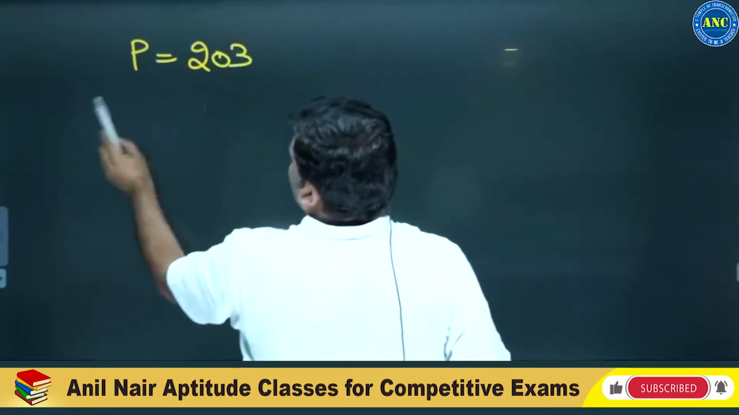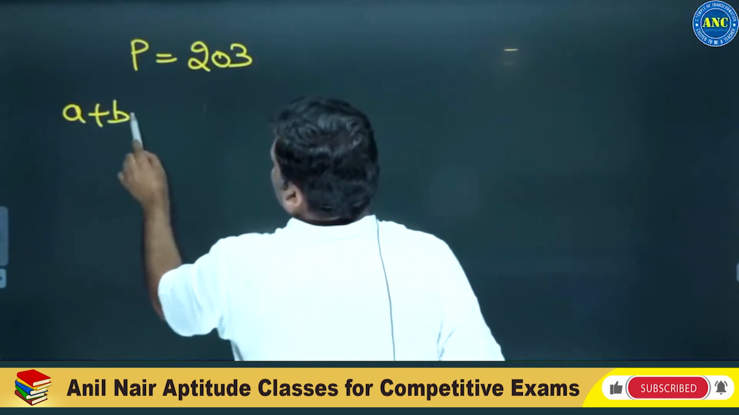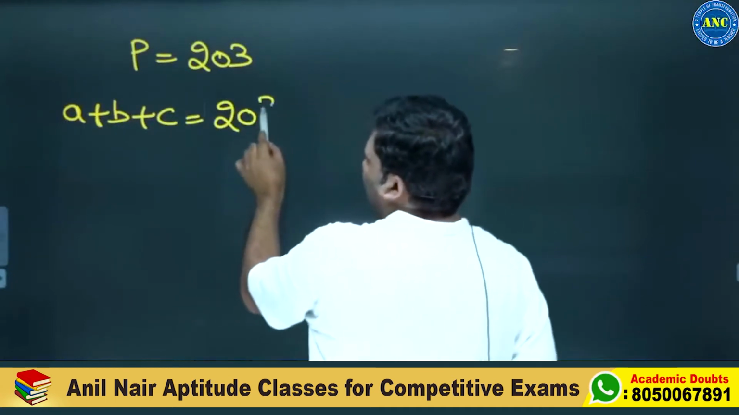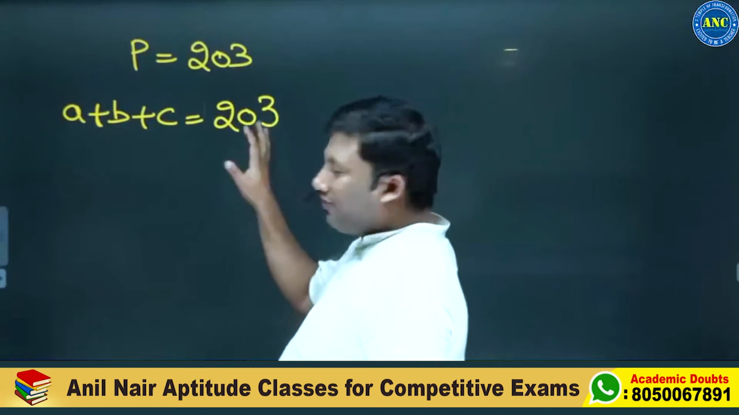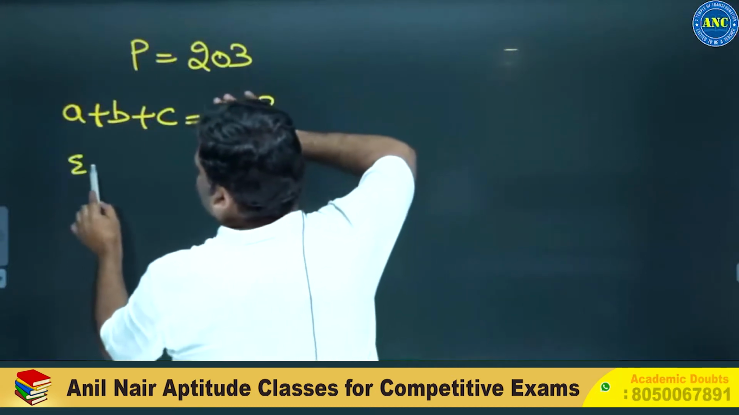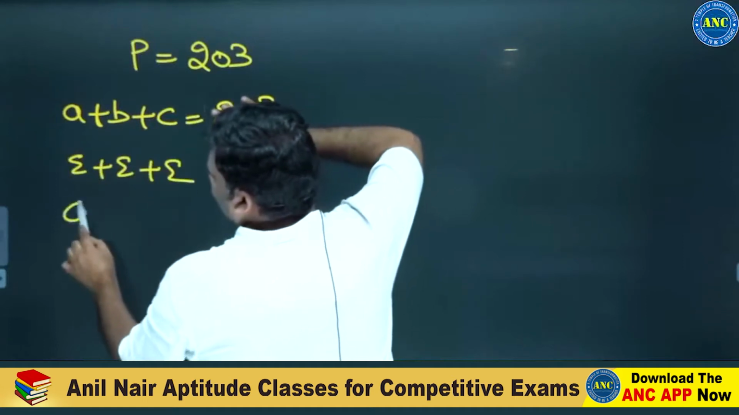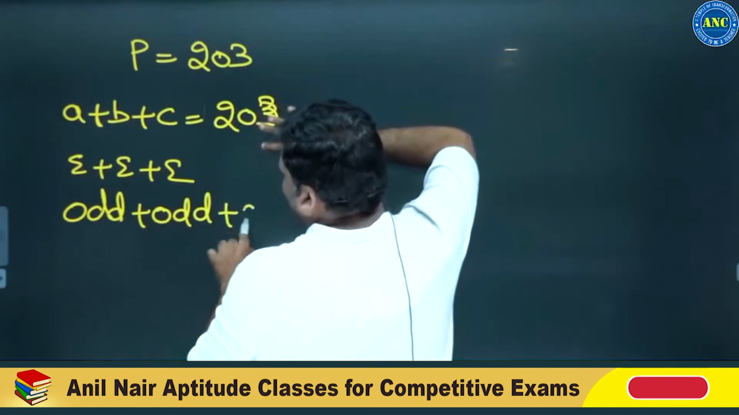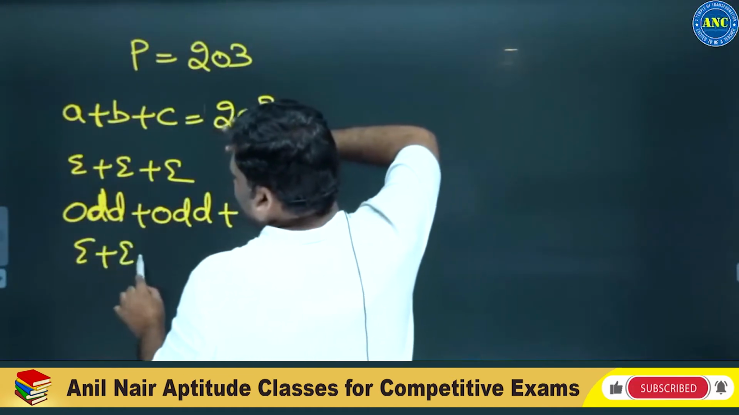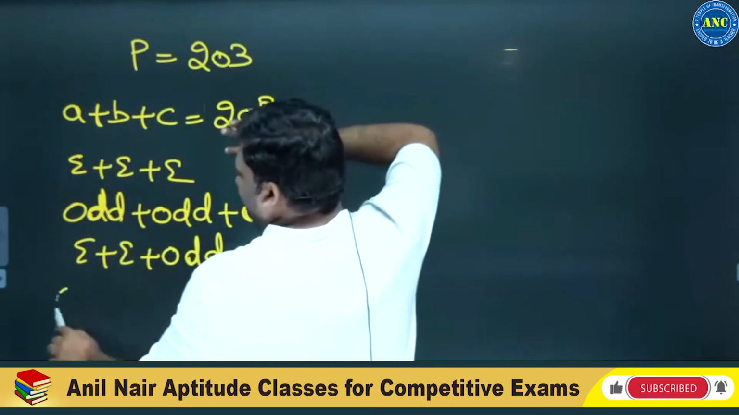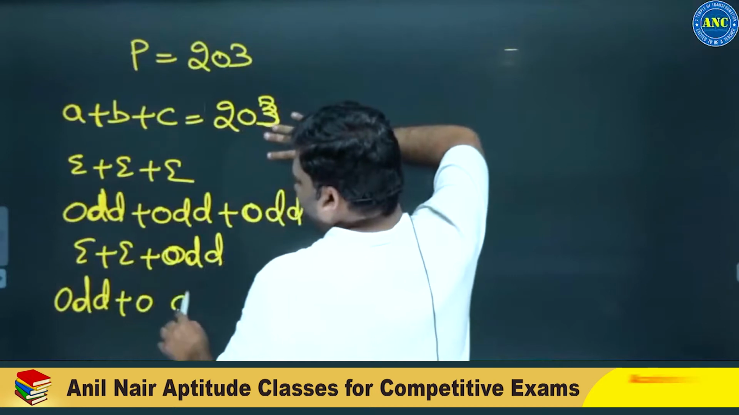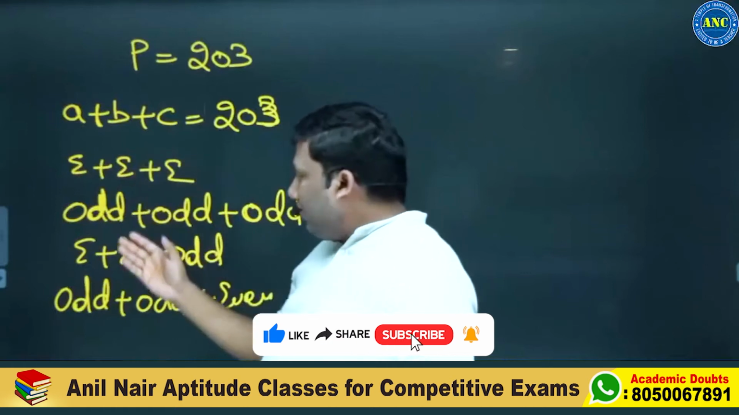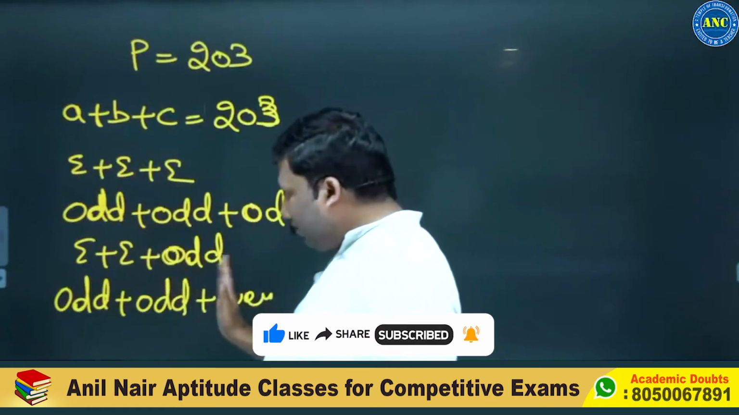Total triangles are 884. Now if you see the question, the perimeter is 203. Perimeter is the sum of these sides: a plus b plus c is 203. Now forget about 203. What are all the cases that are possible? All three can be even, all three can be odd. Even plus even plus even, odd plus odd plus odd, even plus even plus odd, odd plus odd plus even. These are the cases: all three even, all three odd, two even, or two odd.